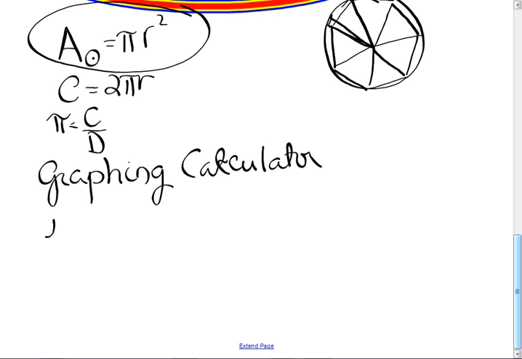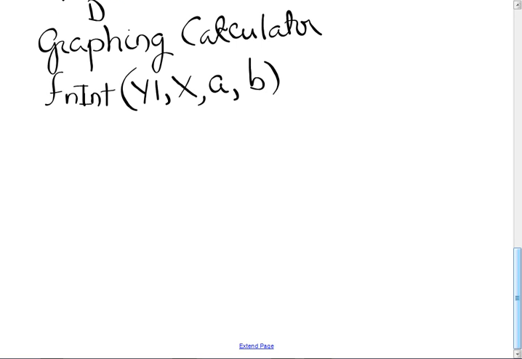It's FNINT, for most of you with an 83. And the book calls it n-int or something like that, I don't know. And then I like to put my function into y1, because then I don't mess up with the parentheses. Comma x, you have to say what the variable is, from a to b. How does that differ from nDeriv?